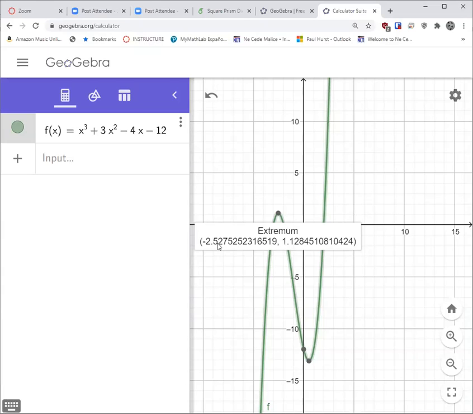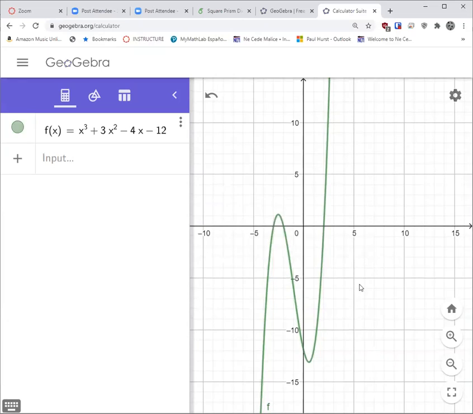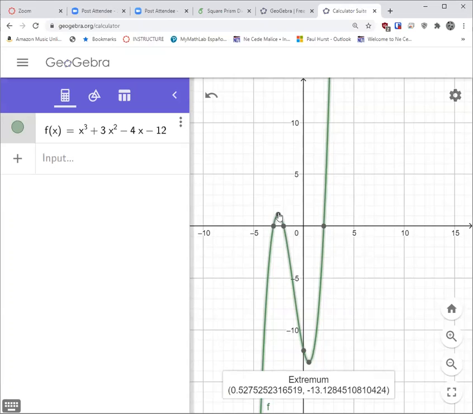Okay, so the first interval is from negative infinity up to negative 2.53. Then from negative 2.53 to here, which is 0.53, it's decreasing. But then from 0.53 to infinity, it's increasing. So from here on up to infinity, the graph is increasing. The graph is rising.